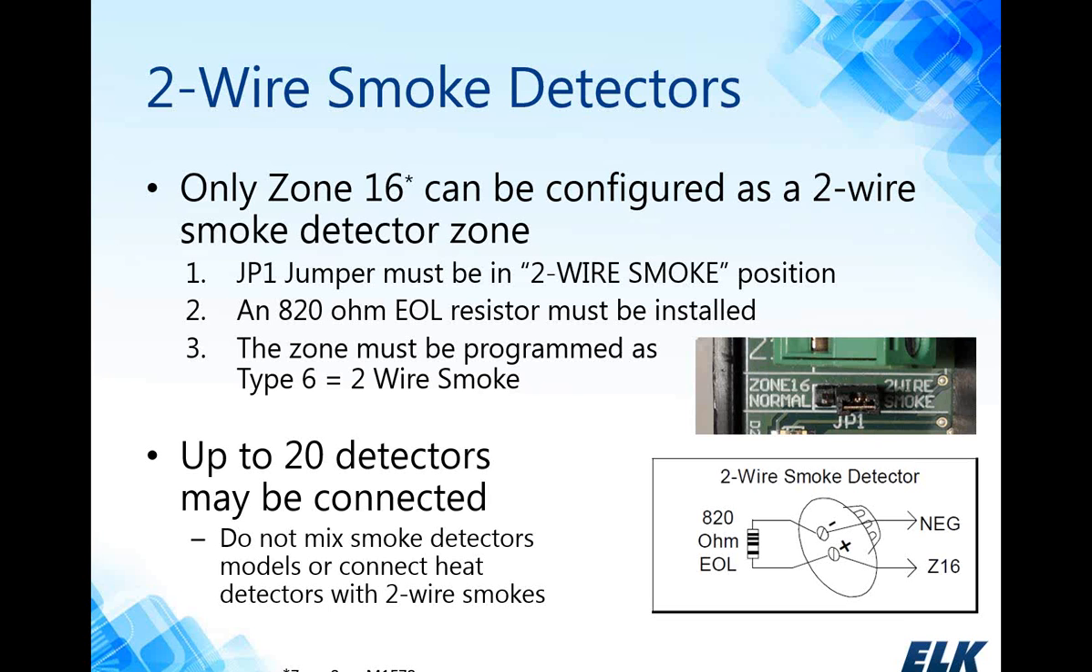Now, it is possible to connect up to 20 detectors in a daisy chain configuration to zone 16, but we really highly recommend you use the same make and model. And if you take a look at page 6 of the M1 installation manual, there is a compatibility chart that shows you which 2-wire smokes are compatible with the M1 system. If the 2-wire smoke isn't listed, then we recommend you not use it with the M1 system.